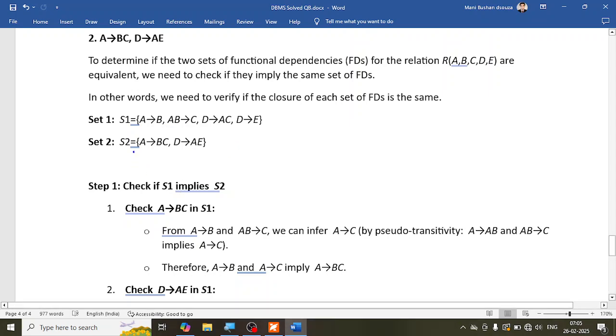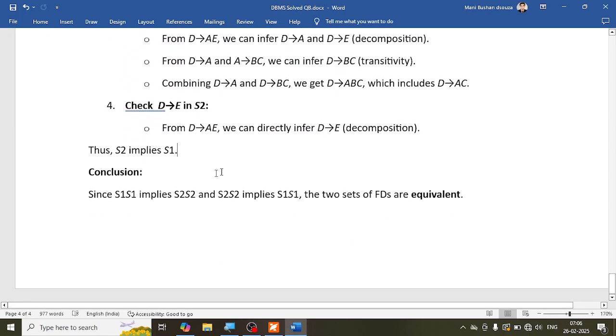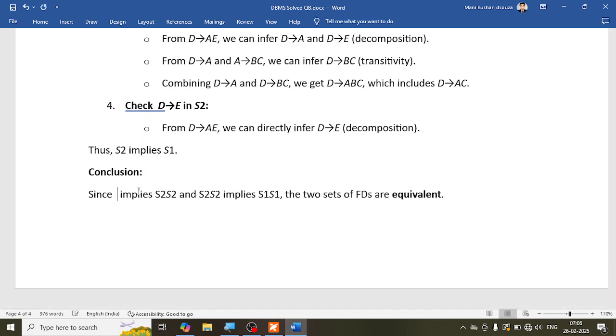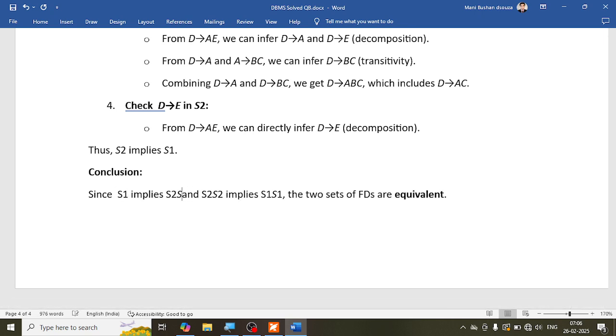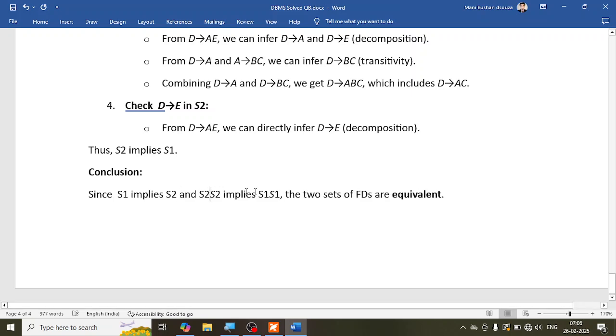In the first case, we proved that this set can be derived using the other. In the second case, we proved that the other set can be derived using this one. So using set 1, you can derive set 2, and using set 2, you can derive set 1. What does this mean? That means they are equivalent. We conclude that S1 can derive S2 and S2 can derive S1.